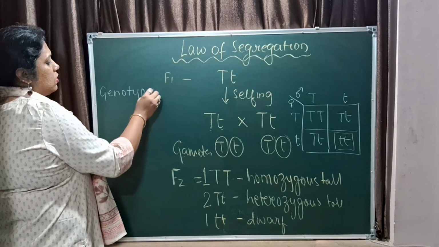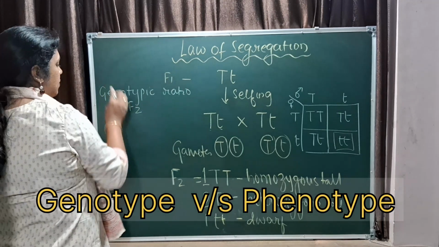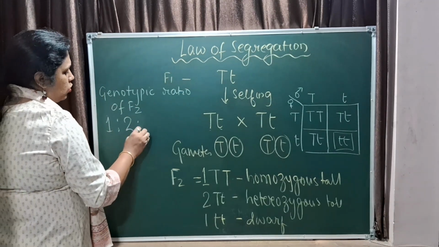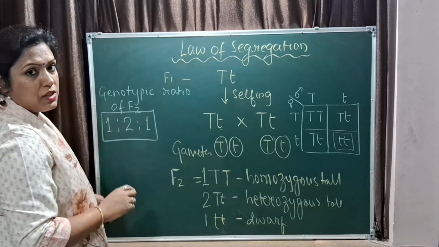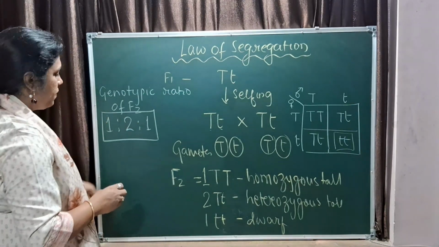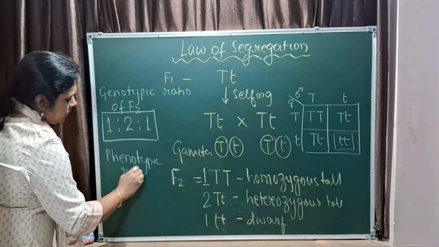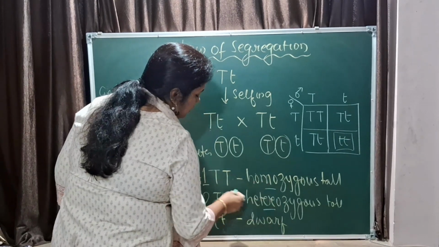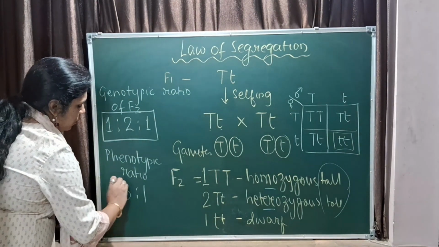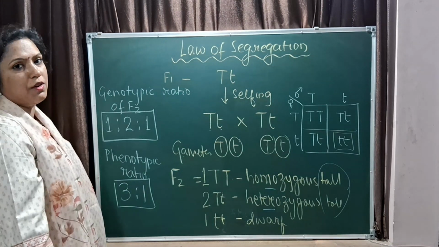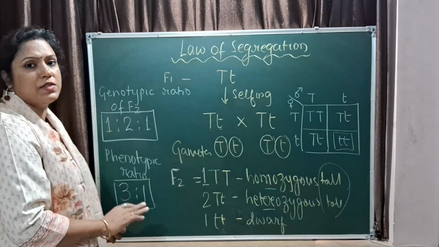Genotypic means the genetic constitution. The genotypic ratio of F2 in a monohybrid cross is 1:2:1. And the phenotypic ratio: though it is homozygous or heterozygous, the output, that is the physical appearance of the plant, is tall. So phenotypic ratio is 3:1, where 3 is tall plants and 1 is a dwarf plant. So for any of the 7 traits, you can write this way. Is this clear? This is law of segregation explained.